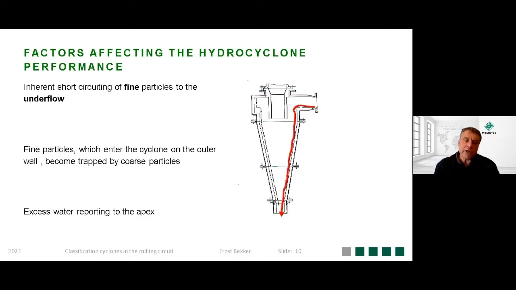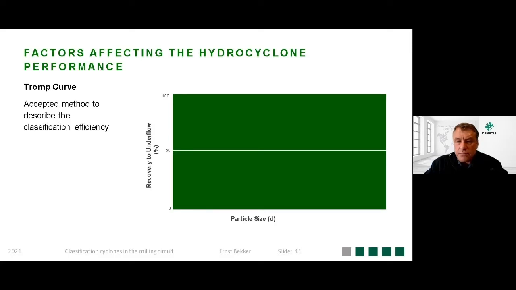Ultrafine material, very fine material, in some portion follows the path of the water. And the more water you have in the underflow, the more fines are getting misplaced. So the objective is always to minimize the amount of water that is reporting to the underflow of a cyclone.